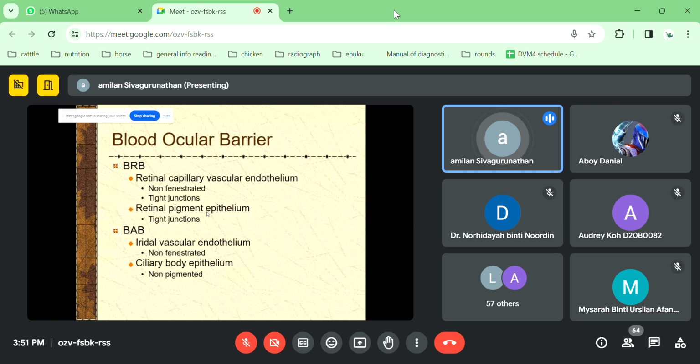So they have fenestrated junctions, non-fenestrated in the retinal layer, and tight junctions in the RPE, that's in the back, and non-fenestrated in the front near the iris. So these are the important blood ocular barriers, and we need to understand this concept because this is what keeps the eye different from the rest of the body. And this is why sometimes when there are diseases and there's a break in the barrier, it causes eye diseases.